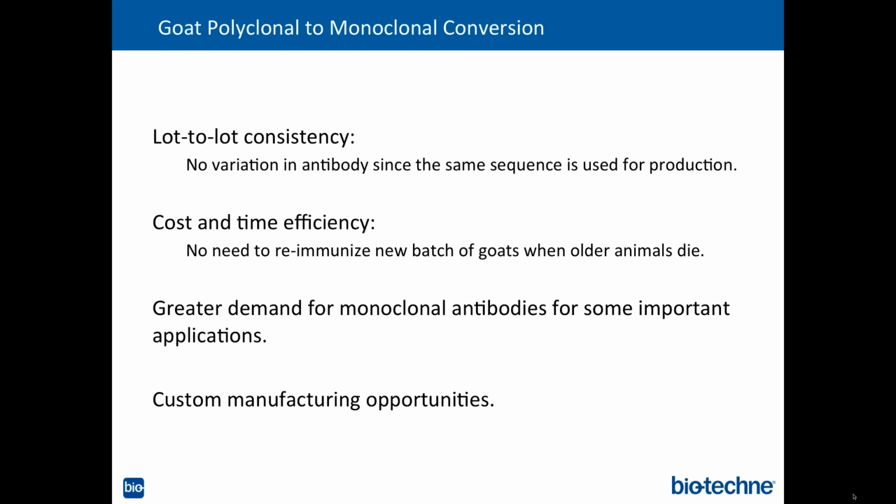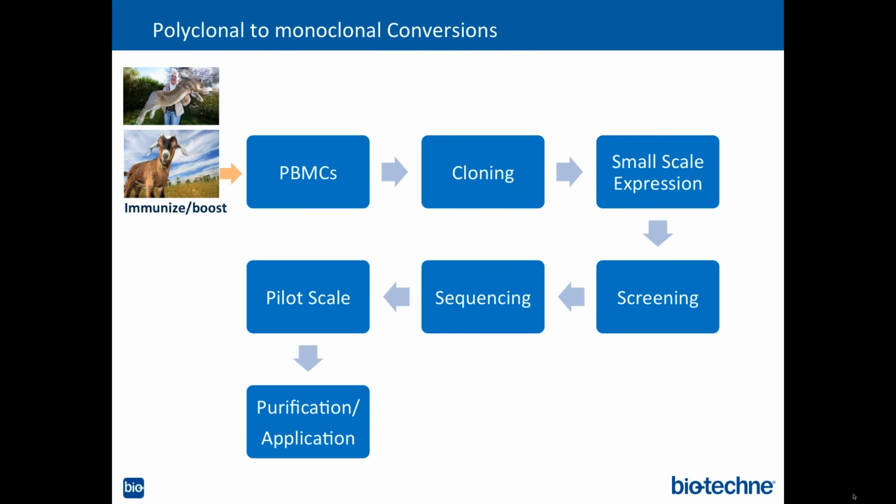Why would we do that? Obviously, you get much higher lot-to-lot consistency. So you don't have the variation in the antibody between the lots, since it's now a sequenced version and it's based on one vector. We wouldn't need to re-immunize new animals if we ever run out of serum or when the animal eventually dies of old age. In general, there is a greater demand now for monoclonals. We are slowly moving away from polyclonals, obviously, for the reproducibility reasons that have been mentioned in a lot of the publications recently. And it's also a custom manufacturing opportunity if anybody is interested in that.